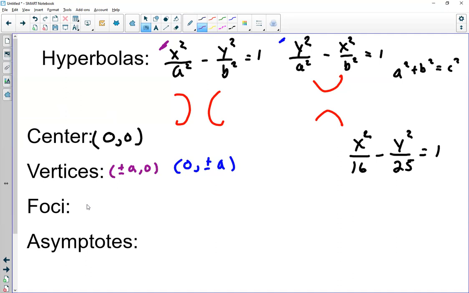Foci still follows the major vertices, or the only vertices here. So it's going to be plus or minus c, 0, and 0, plus or minus c. So it still follows the major guy.